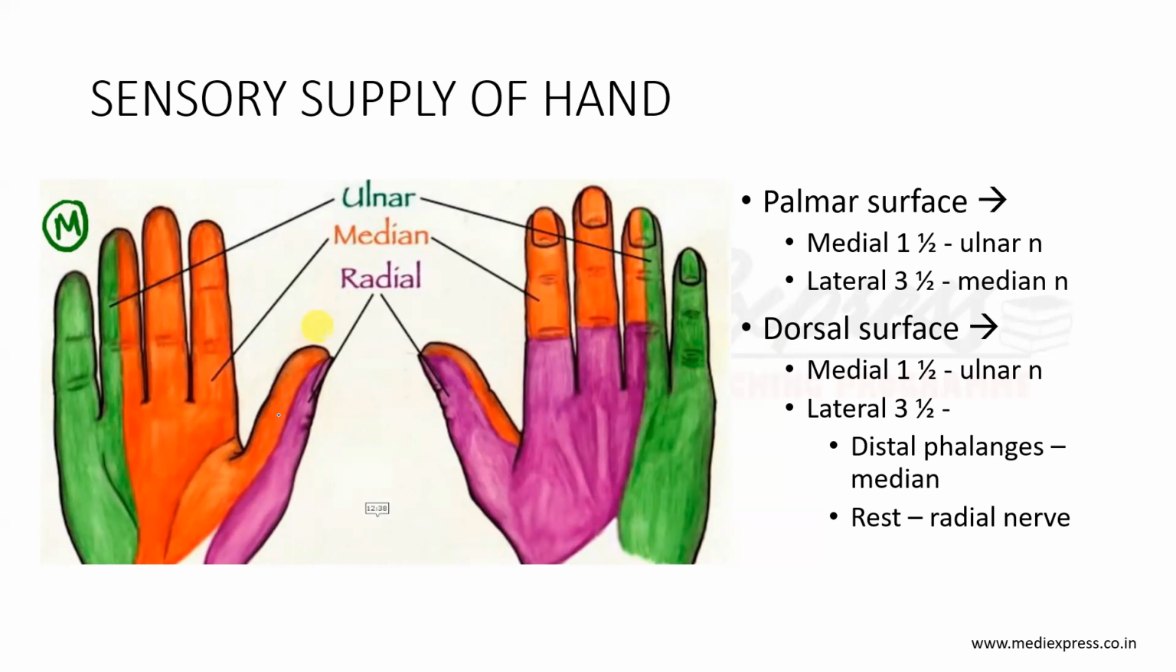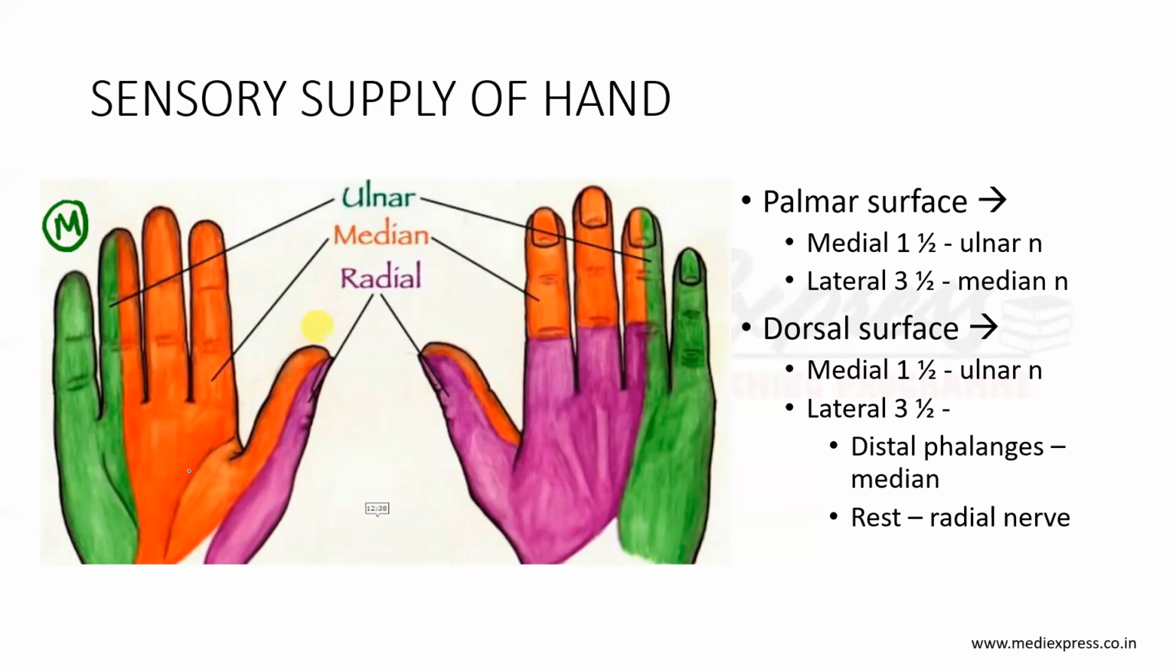Lateral three and a half, one, two, three and a half, is supplied by the median nerve. But when you come to the dorsal surface, remember the medial one and a half is supplied by the ulnar nerve, and the lateral, only the distal phalanges, by the median nerve, and the rest is supplied by the radial nerve. So there is a difference.